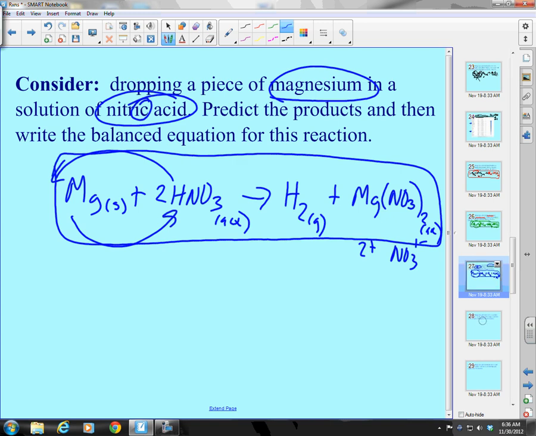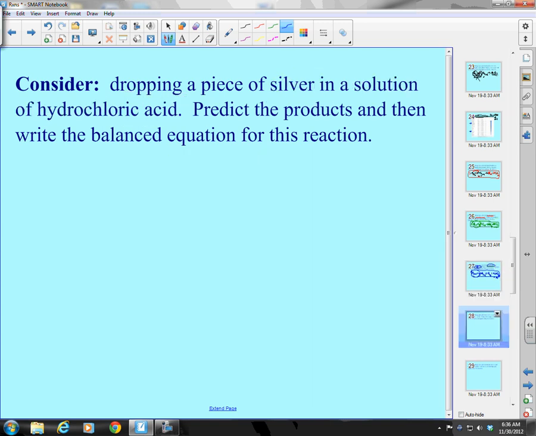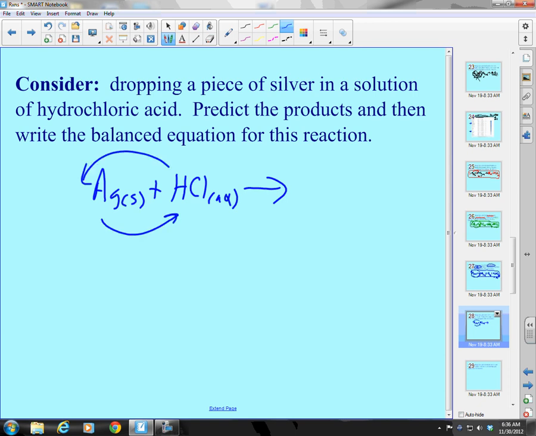Going farther. Dropping a piece of silver in solution. Okay, so we drop a piece of silver. That's easy. Silver, solid, plus hydrochloric acid, HCl. Good. And what's it going to form? Well, that would form what? Silver's going to come over here and do this. And so I should form H2 gas plus what? Silver chloride. Hey, that is about as easy as can be, right?